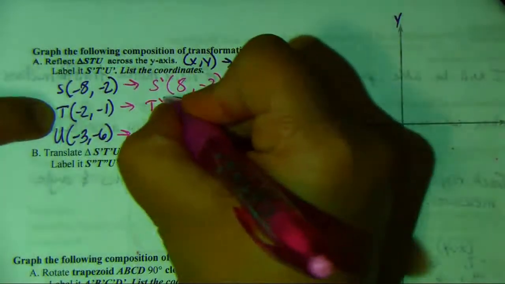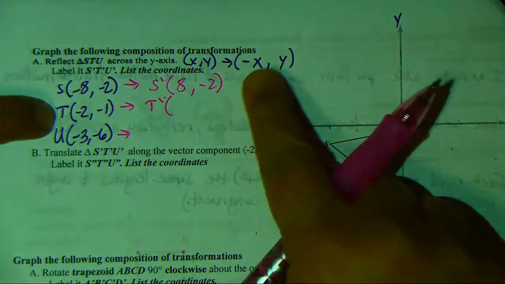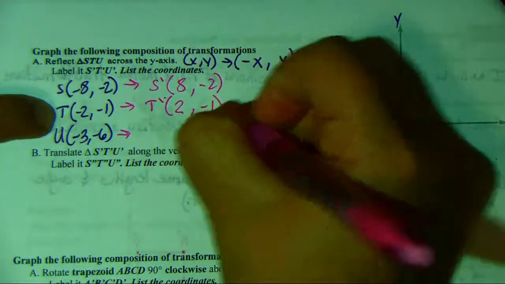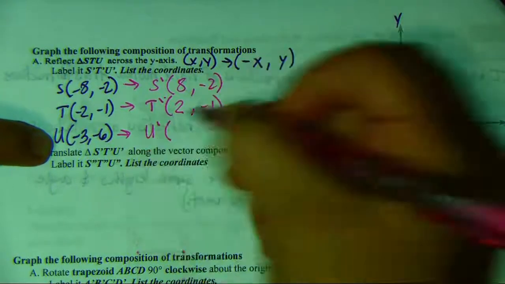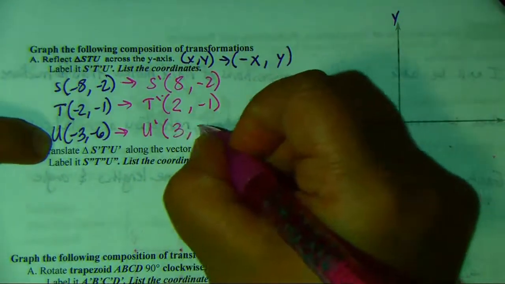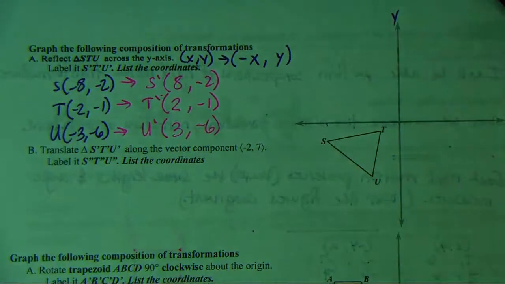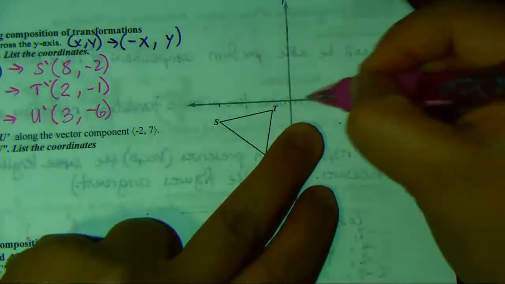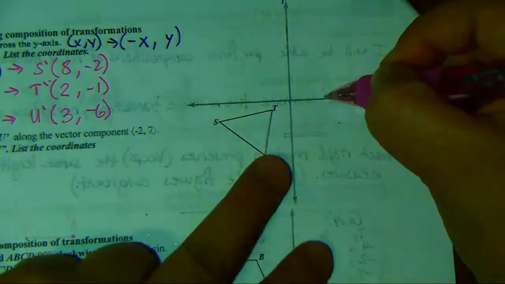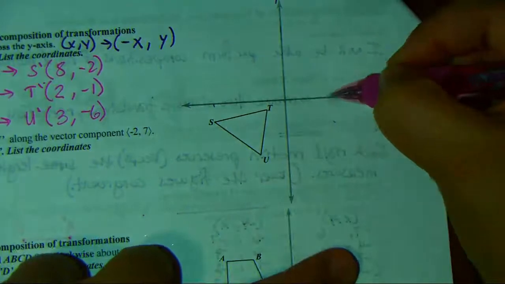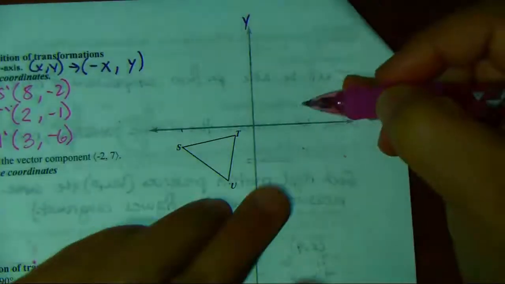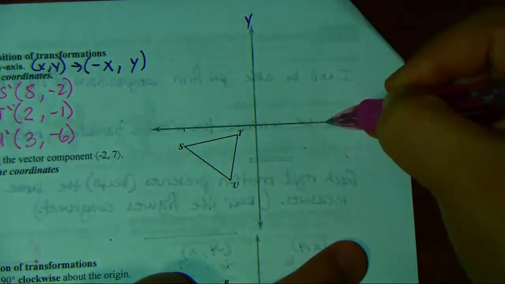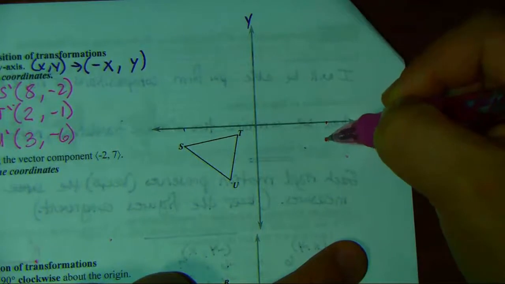My T prime, change the sign of the X, keep the Y the same. So that's going to be 2, -1. And then my U prime, 3, -6. Okay? Graph these guys. Okay? So we'll have 8, -2. So 8, so 2, my eyes are really bugging here because these lines are not that nice and dark. 2, 4, 6, 8. And then down 2.